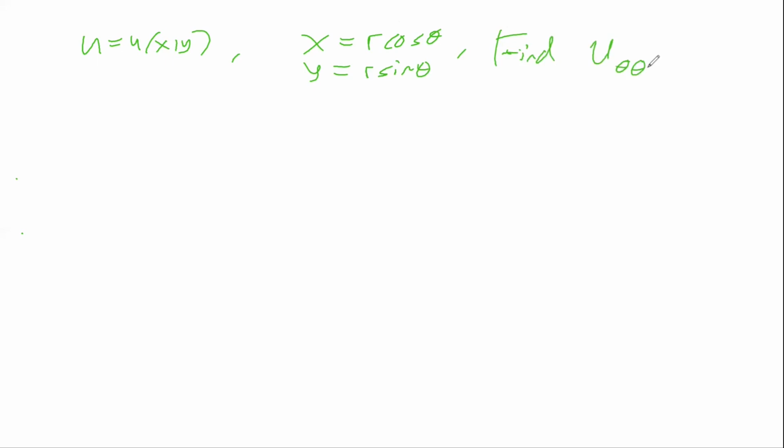So the last problem I want to mention is the chain rule problem. The chain rule problem is, if you have a function u equals u of x, y, and you have polar coordinates x equals r cosine theta and y equals r sine theta, the question is to find u theta theta. And we know that u theta theta is just shorthand notation for the second derivative in theta, or you apply 2 theta derivatives to a function.